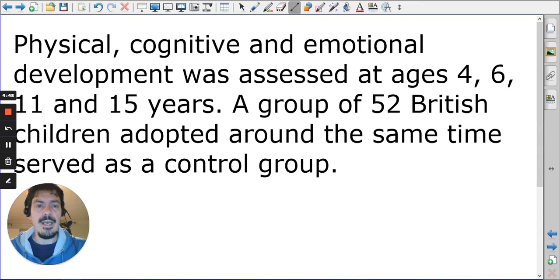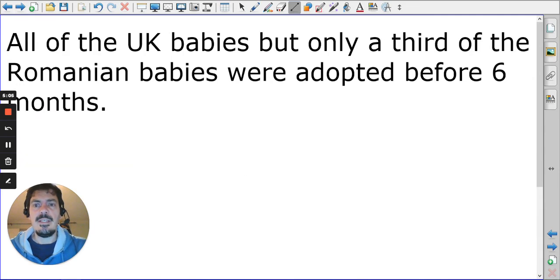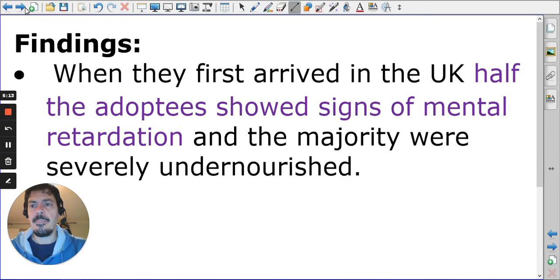But he also then had a control group of 52 British children. They were also adopted around about the same time. The purpose of this, of course, is to make sure that we are comparing adopted children with adopted children. Though, of course, there's going to be a big difference between these two groups, because we see that all of the UK babies were adopted before 6 months, and only a very small amount of the Romanian orphans were. So let's look at some of the findings.